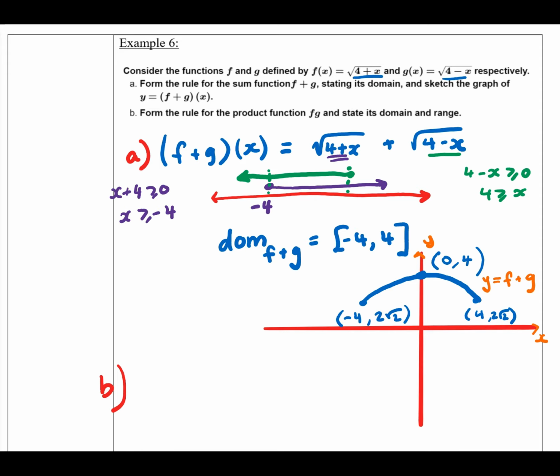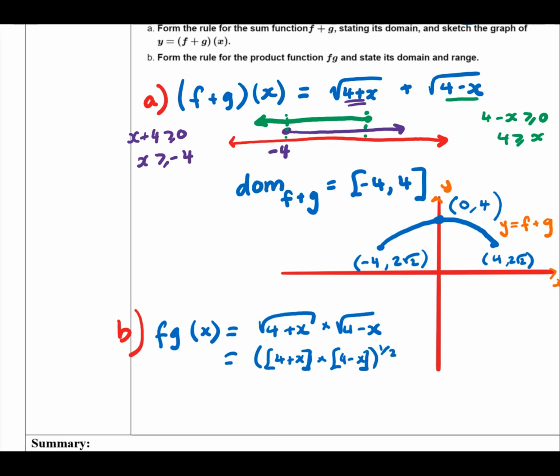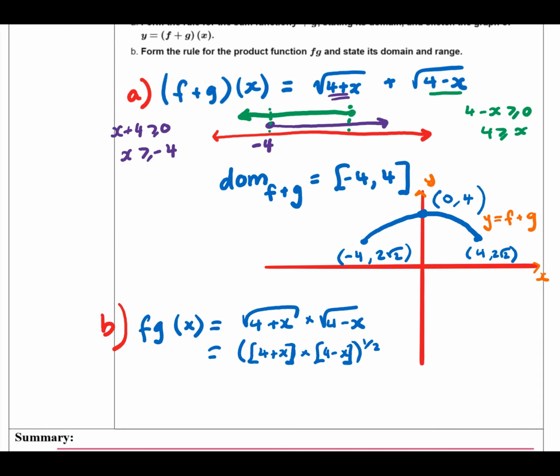So the product function is just going to be fg of x is the square root of 4 plus x times the square root of 4 minus x. Now, we can think of this as 4 plus x times 4 minus x, all to the power of a half. So we'll just give ourselves a little bit more room to work. And that's the difference of two squares, so that's 16 minus x squared. So this is the square root of 16 minus x squared.